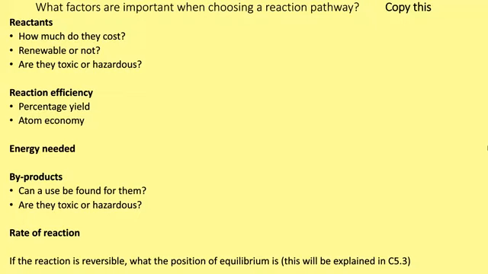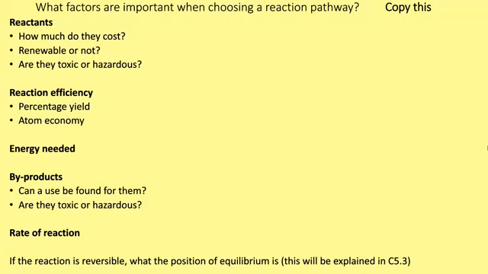Apart from the reactants, we need to consider the efficiency of the reaction. In the last lesson, we talked about percentage yield and atom economy. Both of those factors are important in deciding which reaction pathway we're going to use. We also need to think about the energy we're going to need. If a reaction's done at a high temperature, say something like 2000 degrees C, then that's going to take a lot more energy than something done at around 100 degrees C.